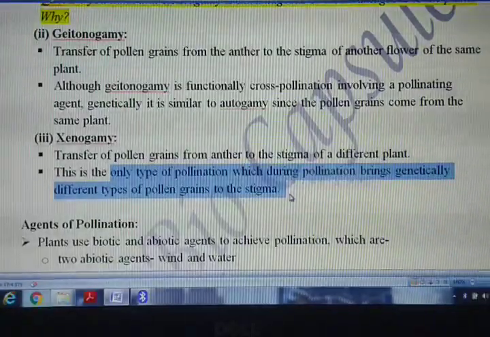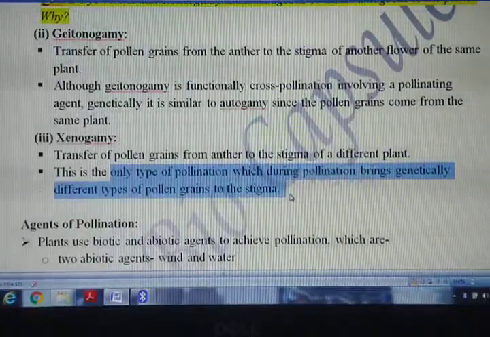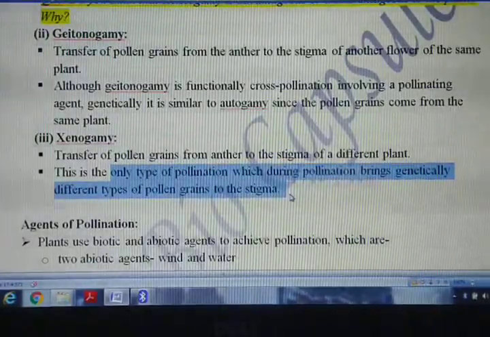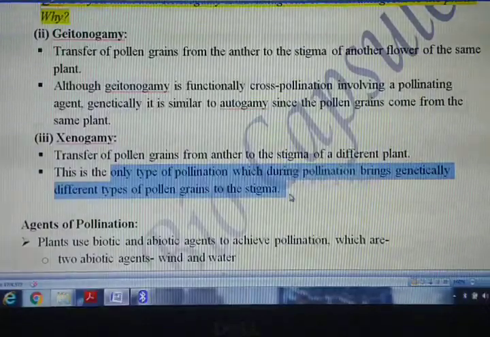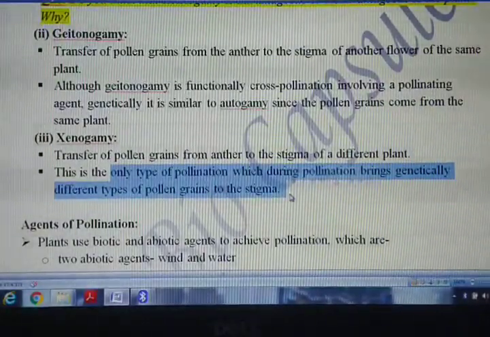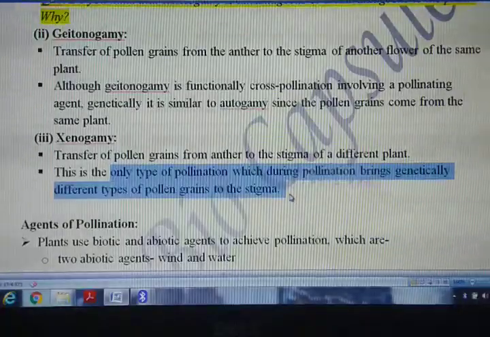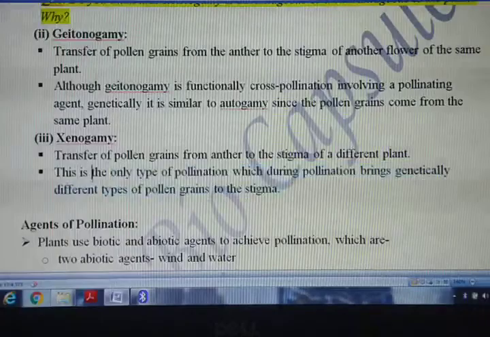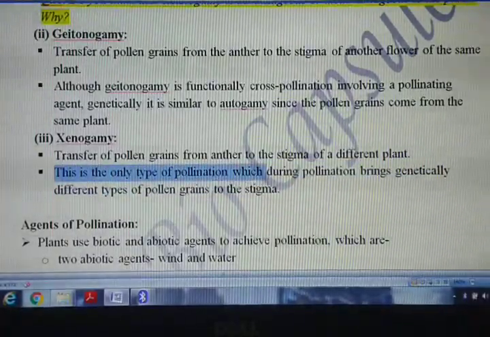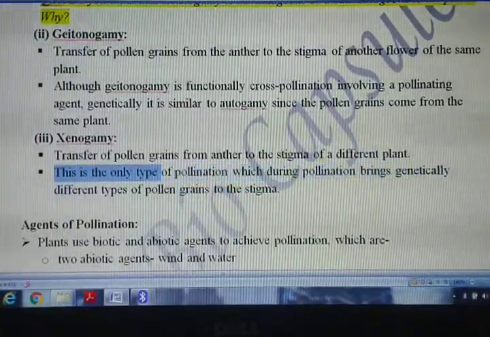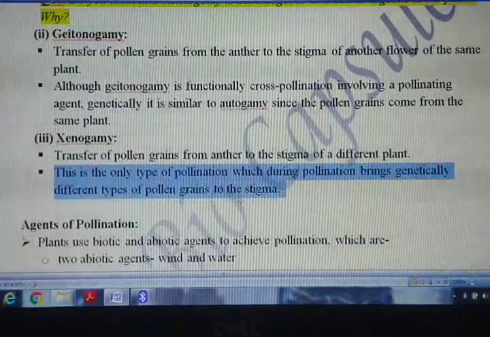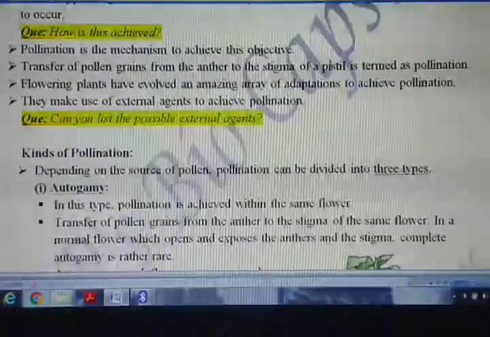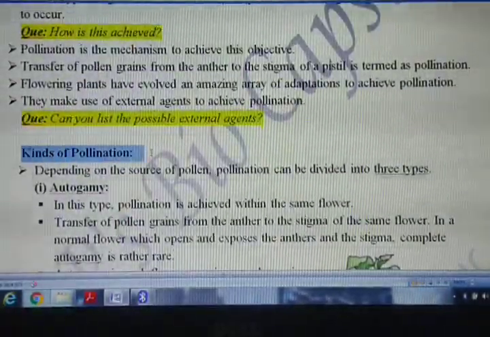Now when the pollen grains are going to get transferred from one flower to another flower on a different plant, that plant after fertilization will form the seeds which will have both characters from both the plants. That is why, if you see the point, this is the only type of pollination which during pollination brings genetically different types of pollen grain to the stigma. So that was about the types of pollination or kinds of pollination.